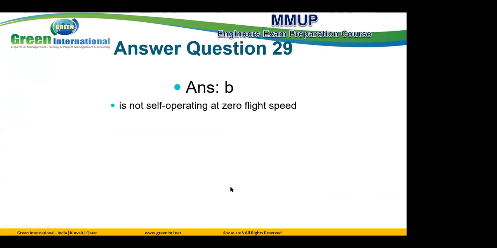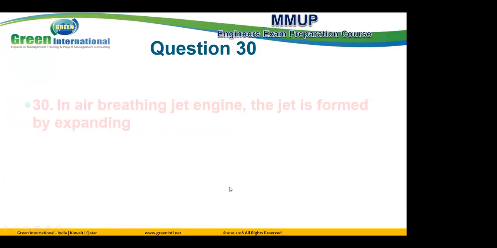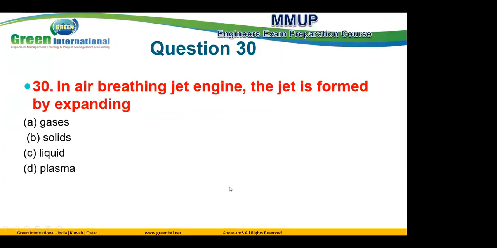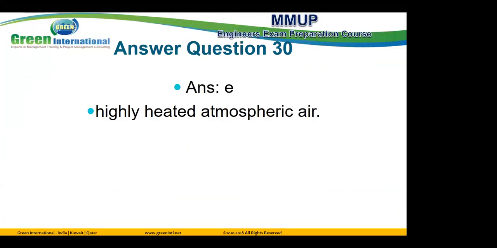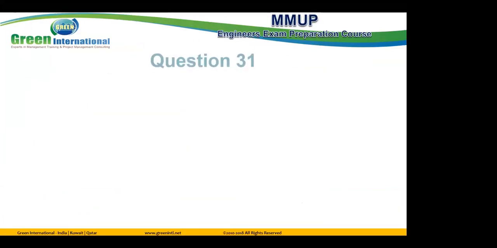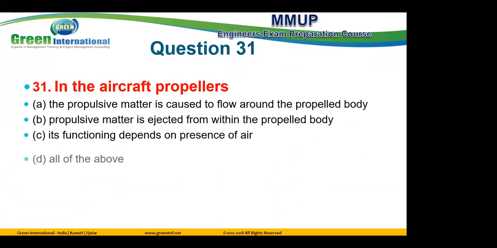Which is not self-operating at zero flight speed? Air breathing jet engine. The jet is formed by expanding: plasma, D? E, highly heated atmospheric air. Correct. Aircraft propeller.